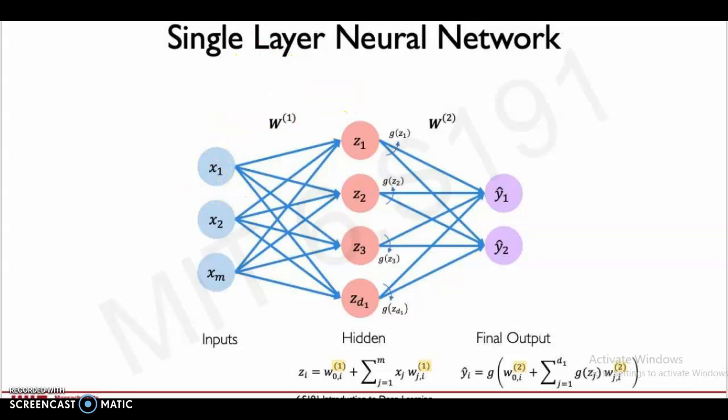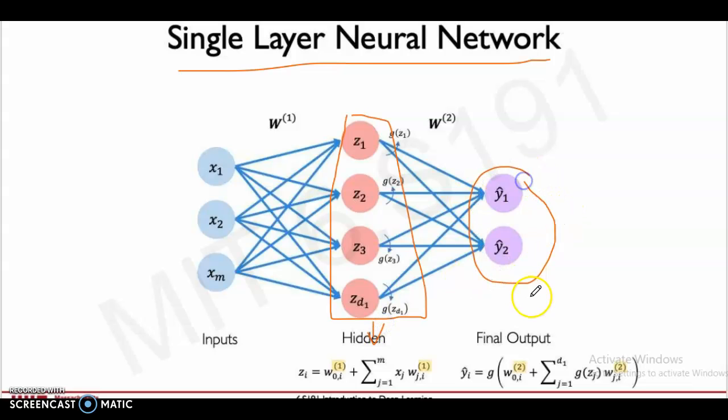Single layer neural network. Single layer neural network. Input x1, x2, xm. This is the hidden layer. This is the final output.